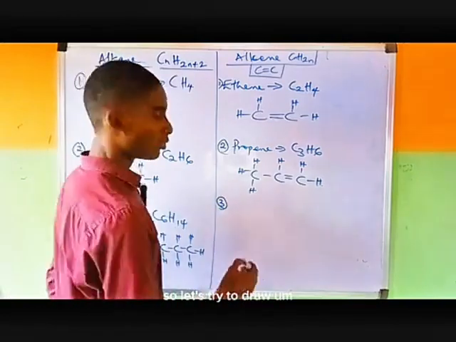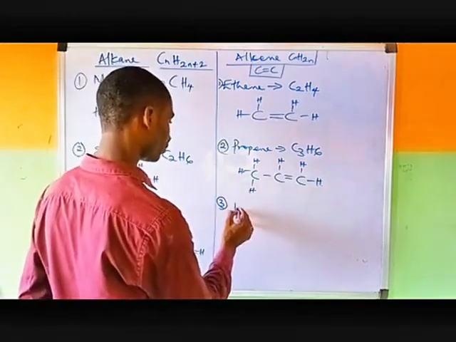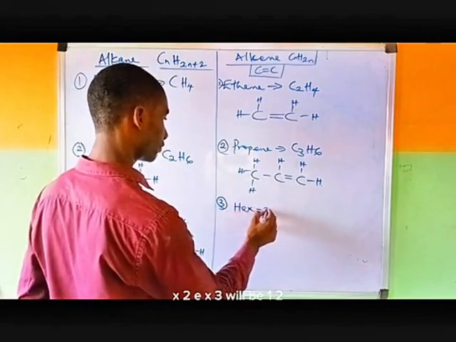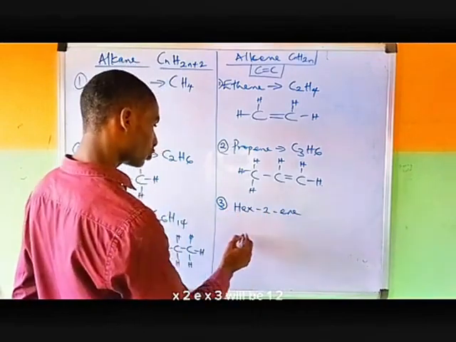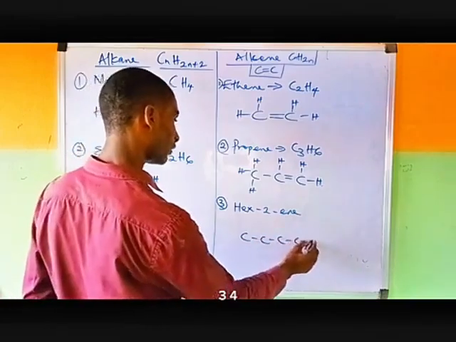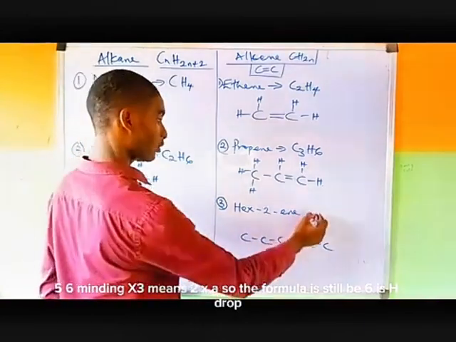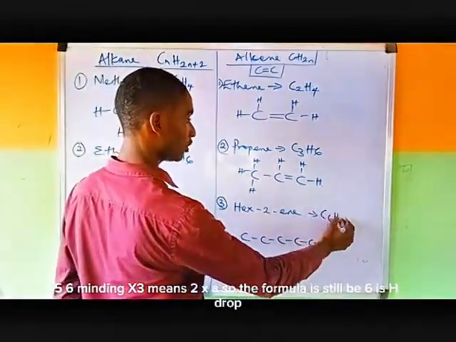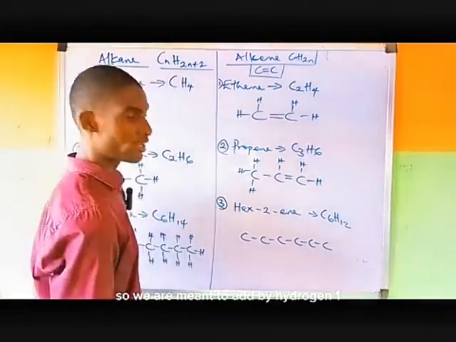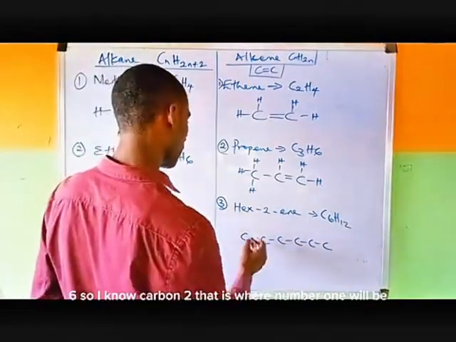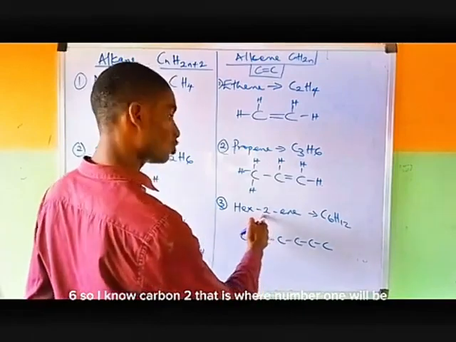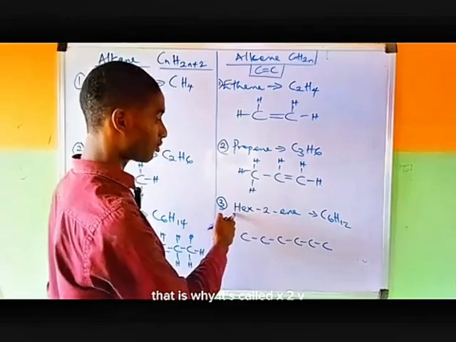So let's try to draw hex-2-ene. It will be 1, 2, 3, 4, 5, 6. Mind you, hex-2-ene means 2-hexene, so the formula should still be C6H12. We are meant to have 12 hydrogen. On carbon 2, that is where the double bond will be. That is why it's called hex-2-ene.